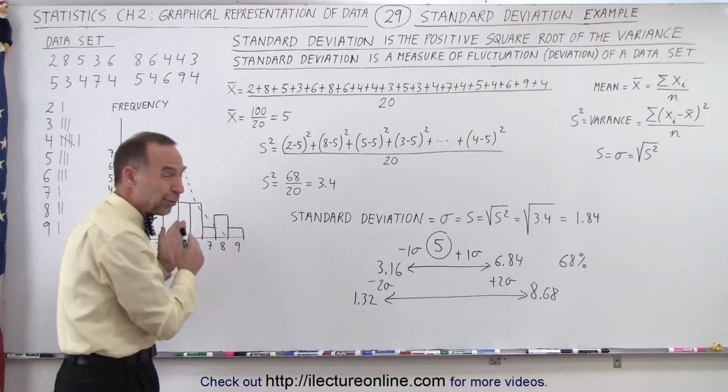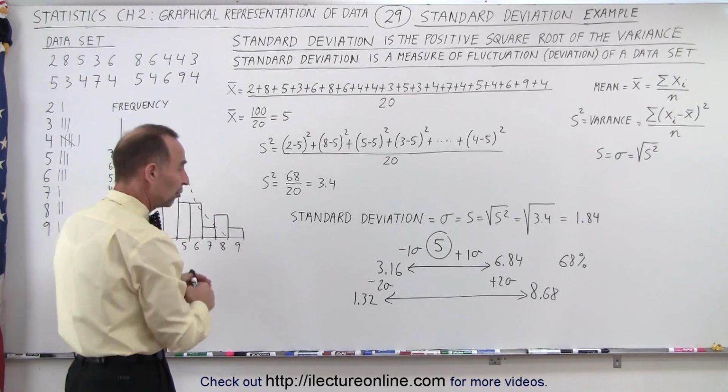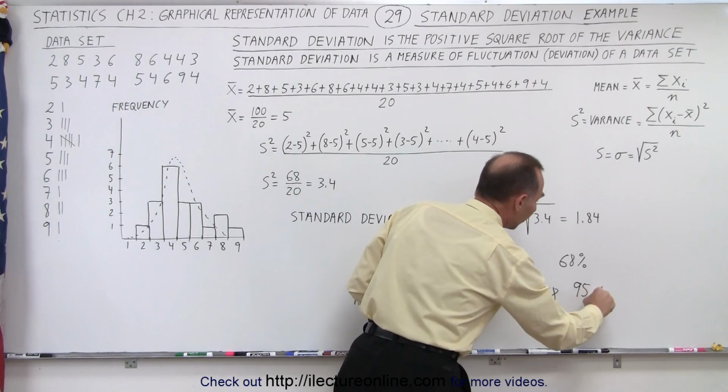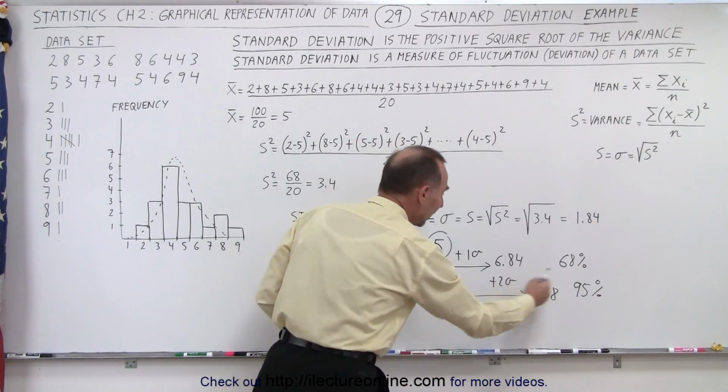And we can then be assured, again, if it's a normal distribution of data, of course, which we don't quite have, but if we had a normal distribution, we can be assured that about 95% of all the data points will fall within that range.